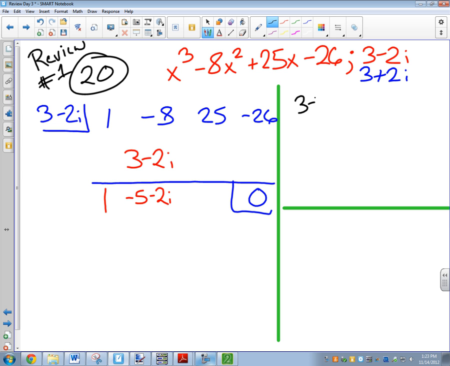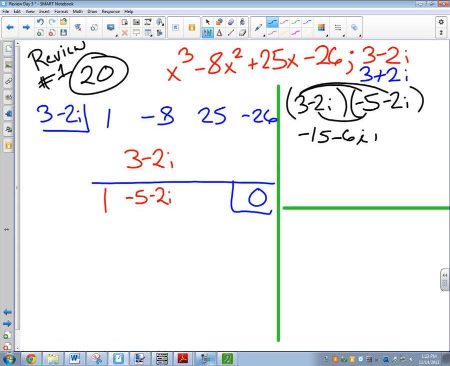3 minus 2i times negative 5 minus 2i. I'm multiplying. 3 times negative 5 is negative 15. 3 times negative 2i is negative 6i, plus 10i, plus 4i squared. Negative 15, what's going to happen with my i's? What are my i's going to be there? 4i. And then I've got plus 4i squared tagged on the end. What's plus 4i squared going to become? Minus 4. So I really get negative 19 plus 4i.